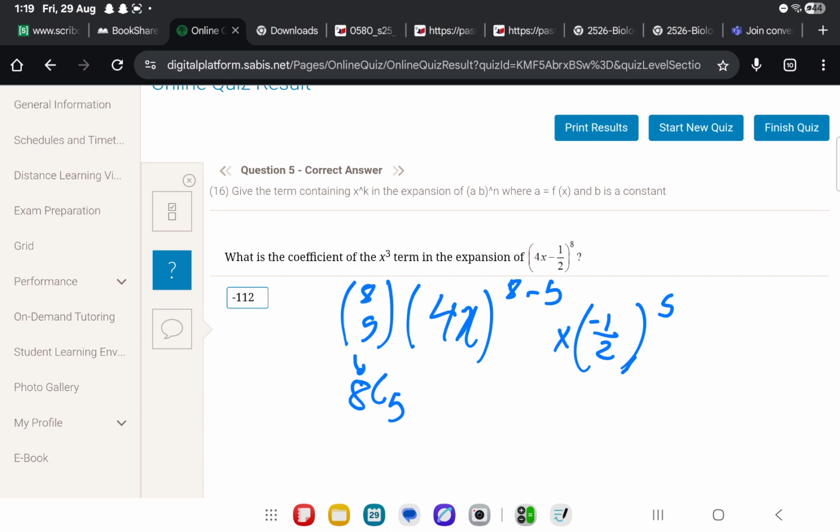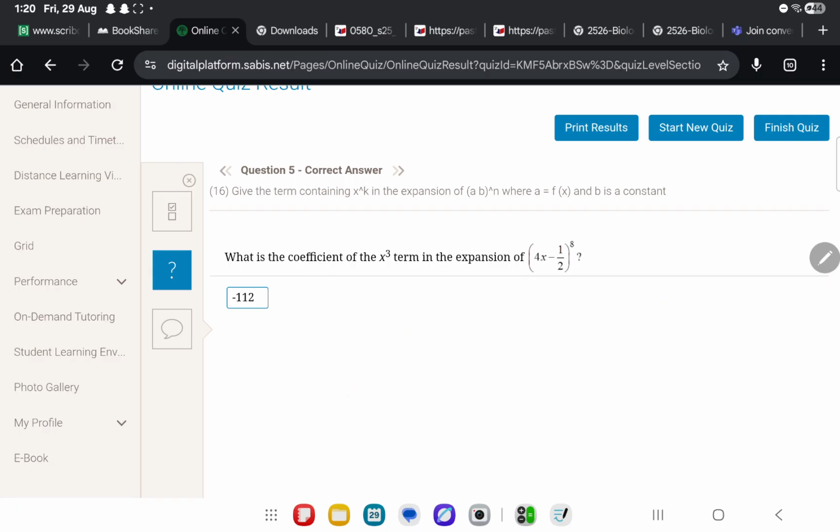8C5 times 4x, or sorry, the x, obviously you can't write it on the calculator like this, so we're just going to write 4 cubed because they want the coefficient. So we're going to ignore the x, pretend it's not there. 4 cubed multiplied by negative 1 over 2 to the power of 5. It's going to give me negative 112. Then obviously I add the x cubed because I distributed onto both the 4 and the x. However, they only want the coefficient, so we don't include this as part of our answer. You do this only, negative 112.